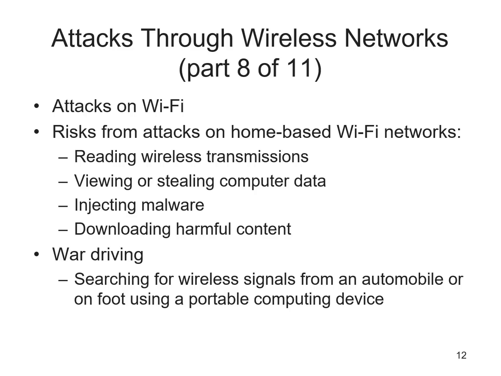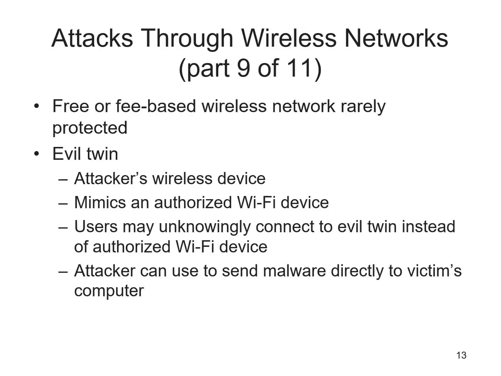Their signal strength will be so strong that your computer would tend to connect to these devices rather than to those access points. So that's how they are capturing the information through these Wi-Fi networks. That's what we are talking about over here: an evil twin, a wireless device that will mimic an authorized Wi-Fi, and unknowingly you can connect to the attacker's network.